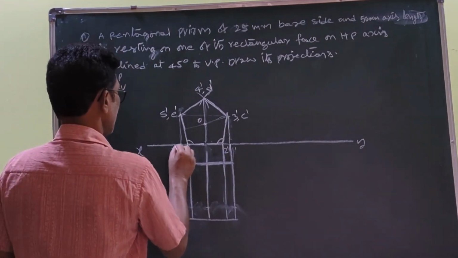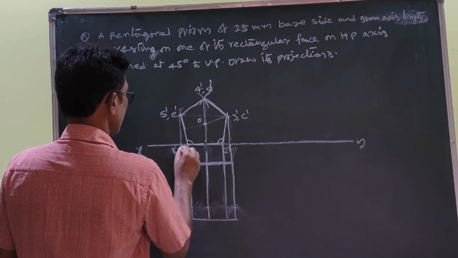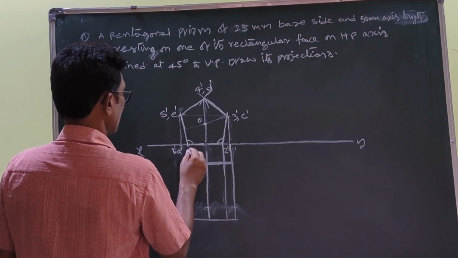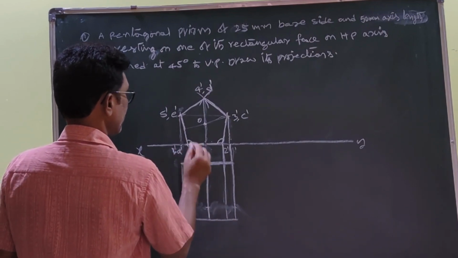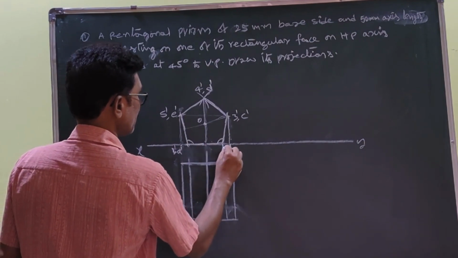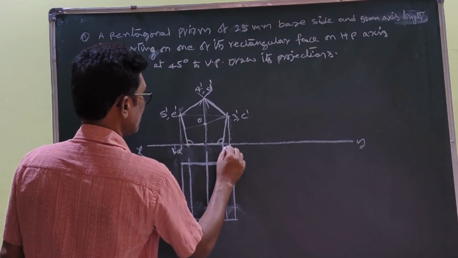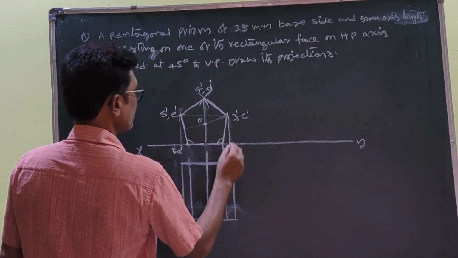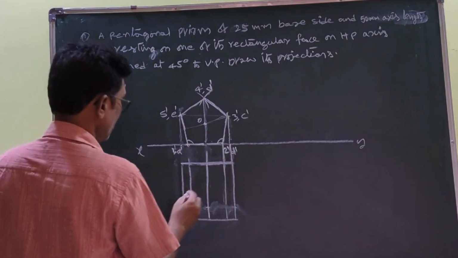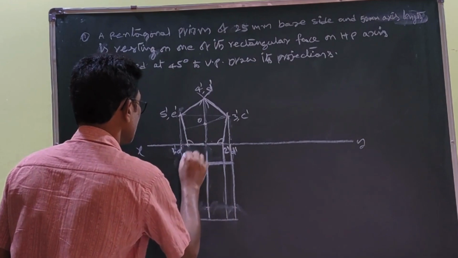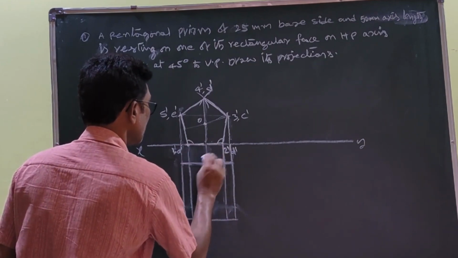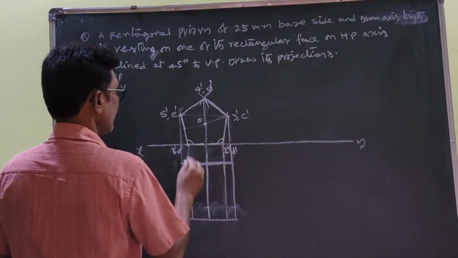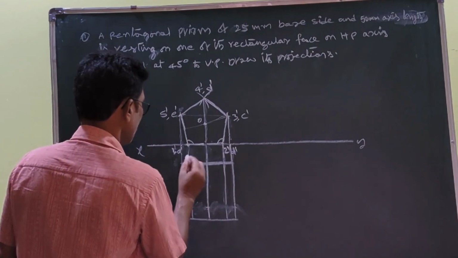So this is already 1 dash, A dash. This point is 2 dash, B dash. This is the D. Now these are the projectors. They should be drawn light. Then you name it.